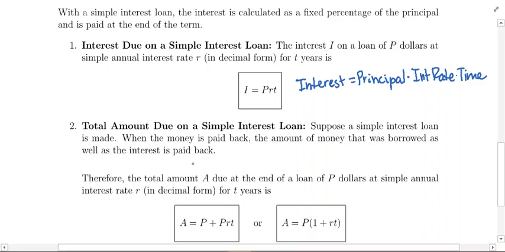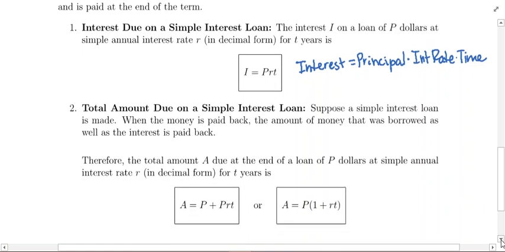So it says down here, therefore, the total amount A due at the end of a loan of P dollars at simple annual interest rate R in decimal form for T years is given by either, in this first box, A equals P plus P times R times T, which is equivalent to A equals P times all of 1 plus RT in parentheses.